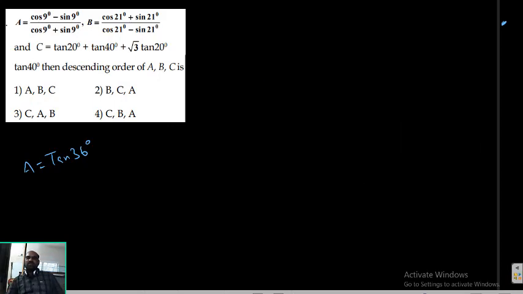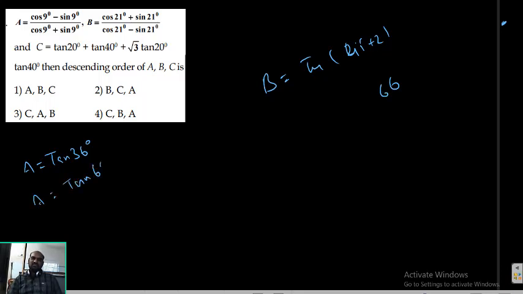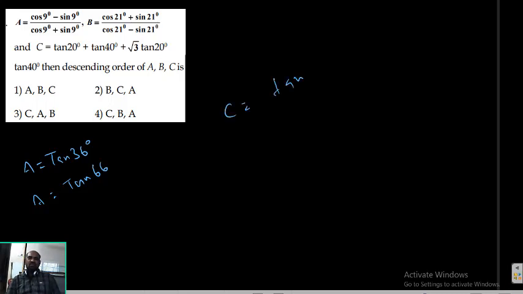Okay. Obviously B equal to tan of pi by 4 plus A, that is 45 plus 21, that is 66, tan 66. Yeah, 45 plus 21, 66, correct one. Okay. Next, C I want. C equal to tan 20 plus tan 40 plus root 3 tan 20 into tan 40. Okay. This value I want.